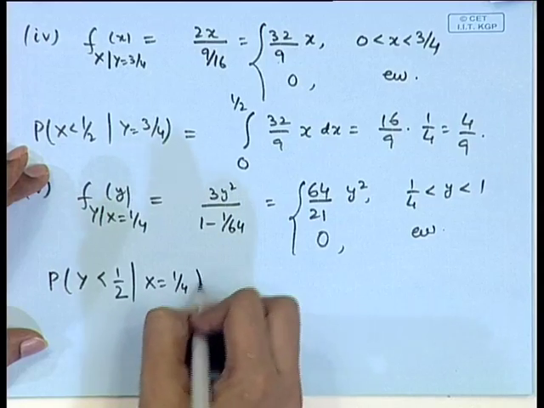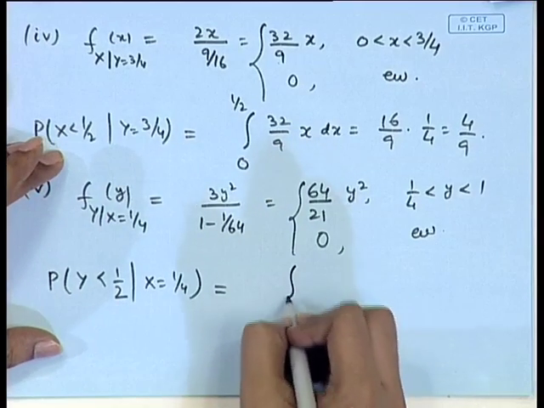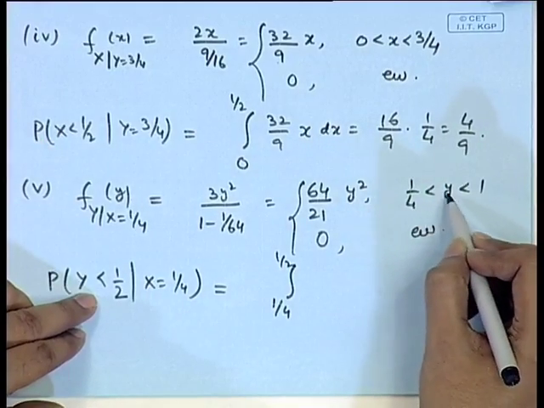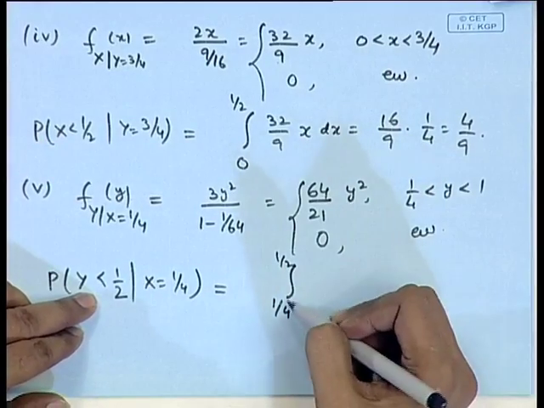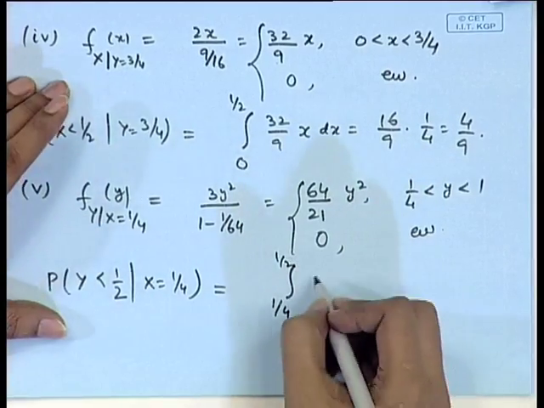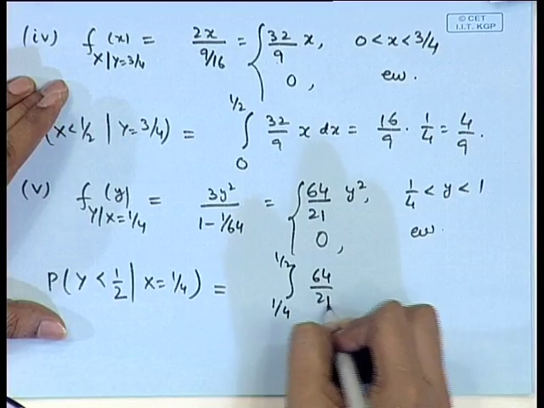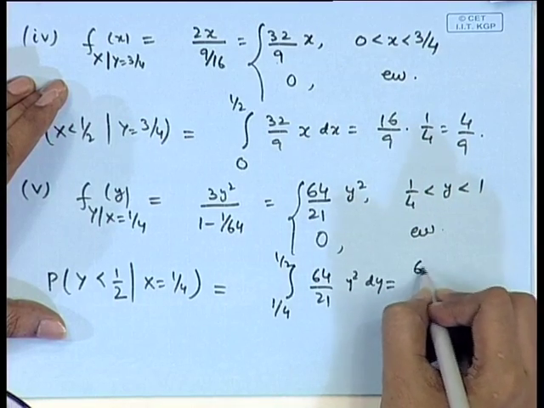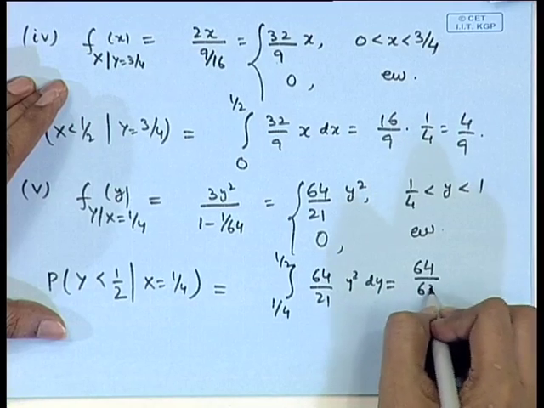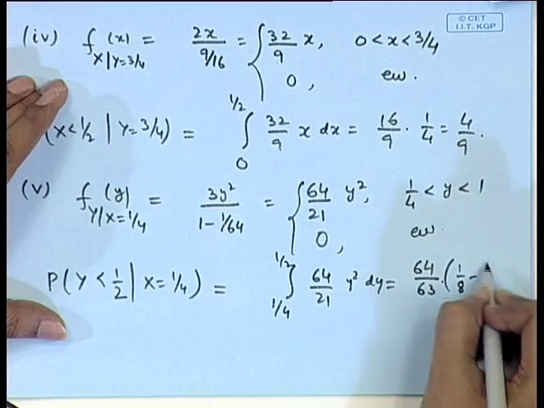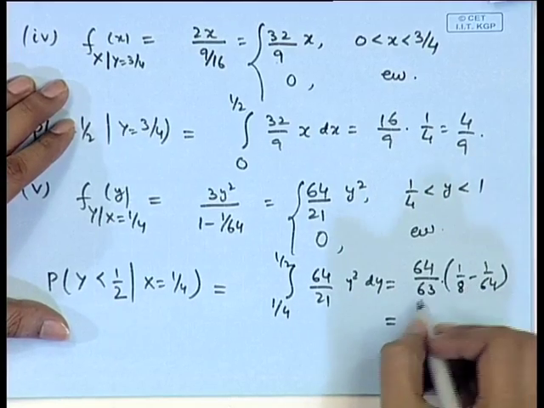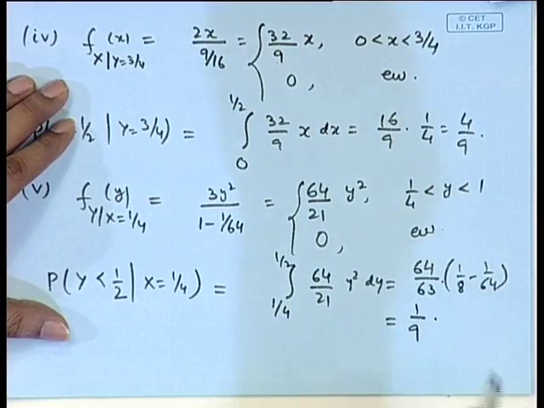So, if we are looking at the probability of y less than half given x equal to 1 by 4, then this will be integral from 1 by 4 to half, because the range of y is from 1 by 4 to 1. So, it cannot be from 0 to half. So, this is 64 by 21 y square dy, that is equal to 1 by 8 minus 1 by 64, that is equal to 1 by 9.